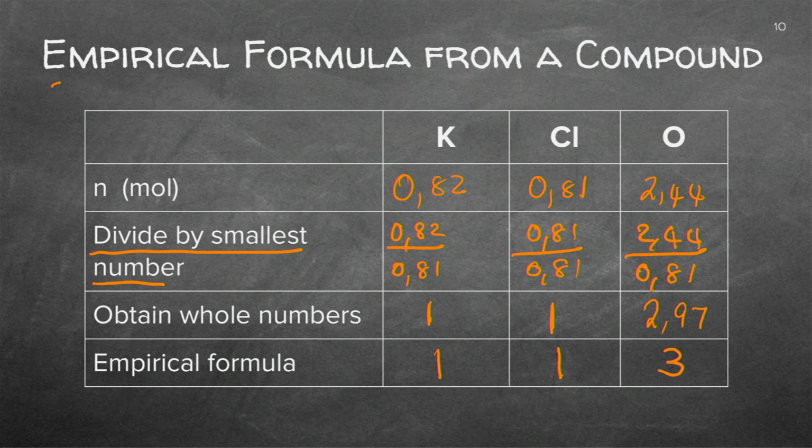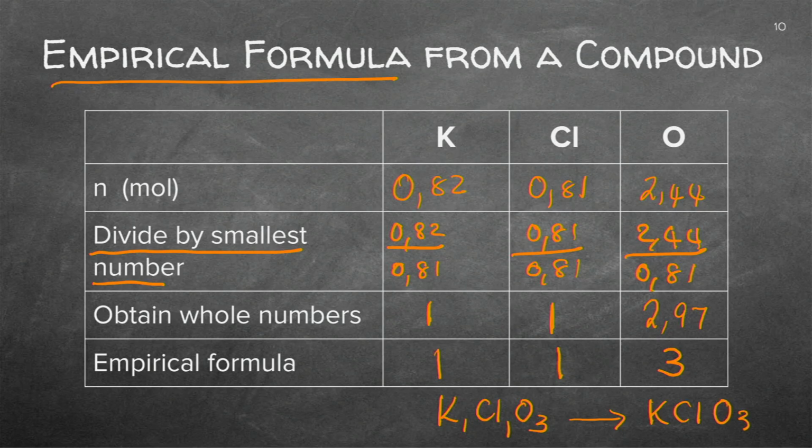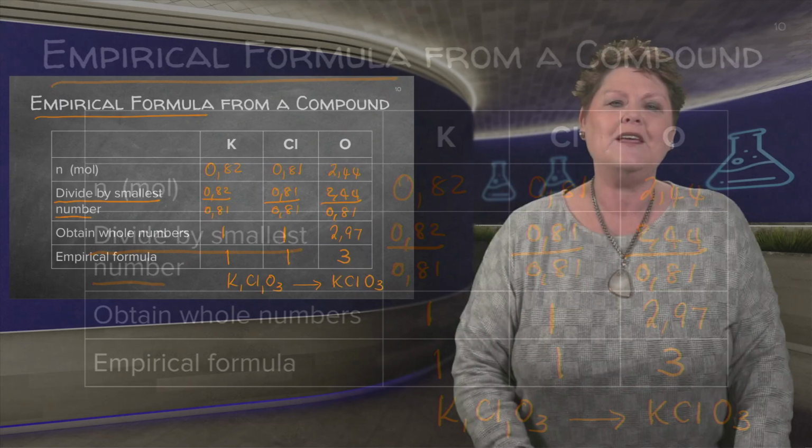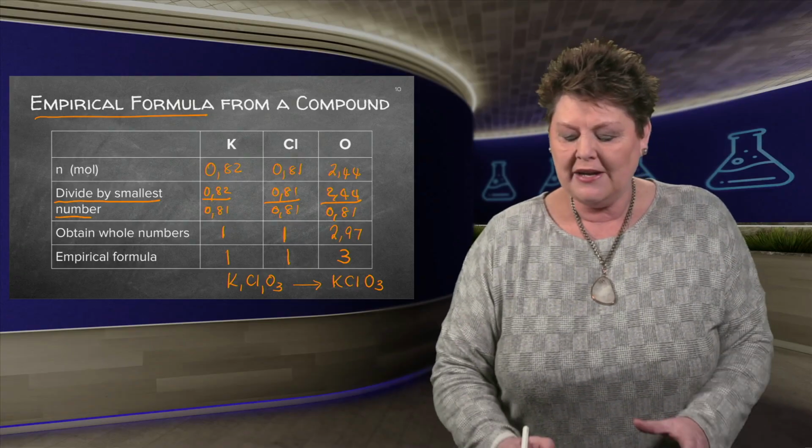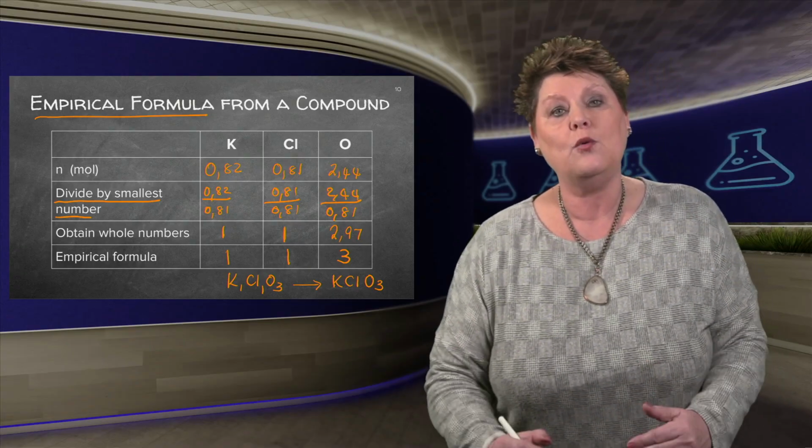So what will the empirical formula be? Potassium 1, chlorine 1, 3 oxygen, and we don't write the values of 1. So I've got potassium chlorate, which has got that empirical formula. It's very nice working with these if you know what you're doing.